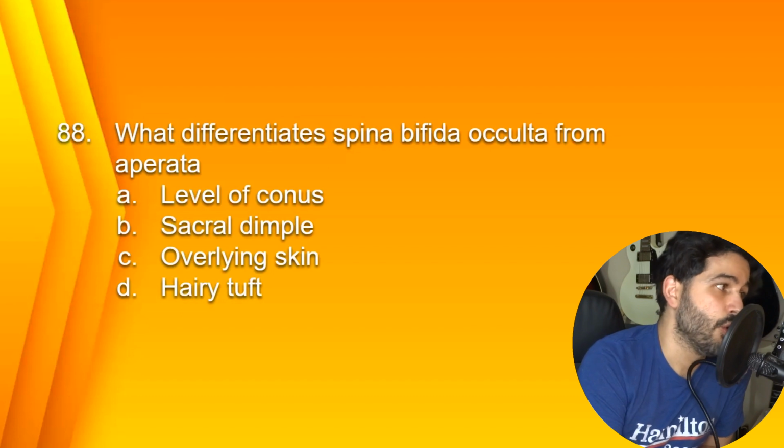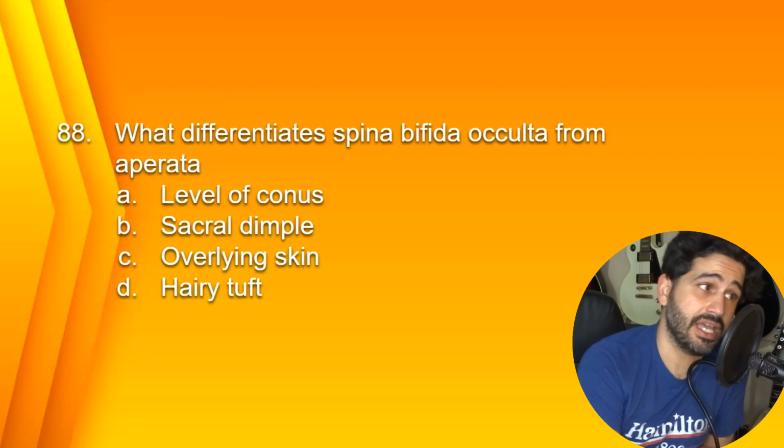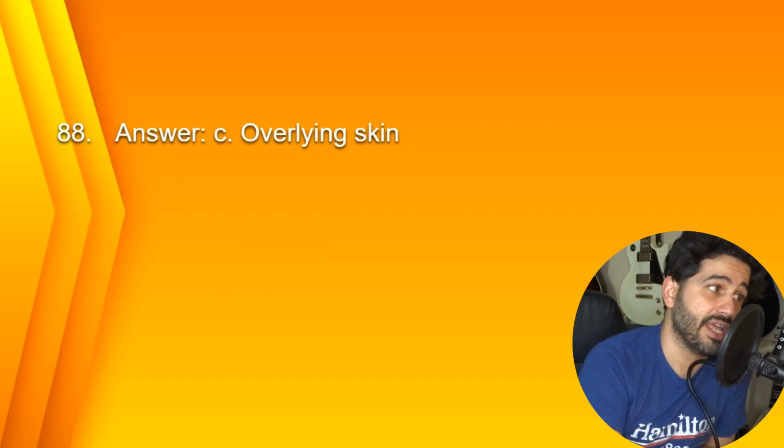Number 88. What differentiates spina bifida occulta from aperta? A, level of conus. B, sacral dimple. C, overlying skin. Or D, hairy tuft. All right, so the difference between spina bifida occulta, occulta meaning hidden, and aperta meaning open, would be C, overlying skin.